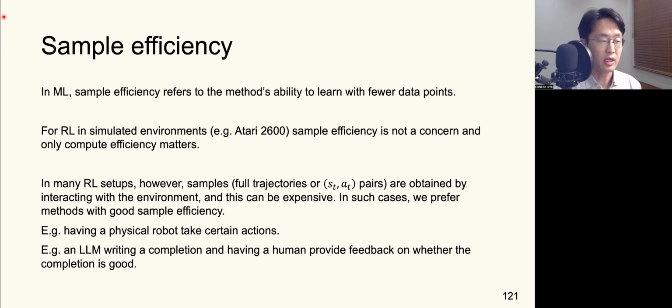For reinforcement learning in simulated environments, such as when learning to play the Atari 2600 video games, sample efficiency is actually not a concern at all, and only the compute efficiency matters. In an environment such as Atari 2600, where we have a full emulator, samples are free. The only thing that costs is compute time.